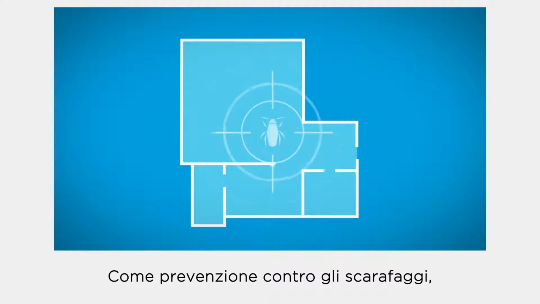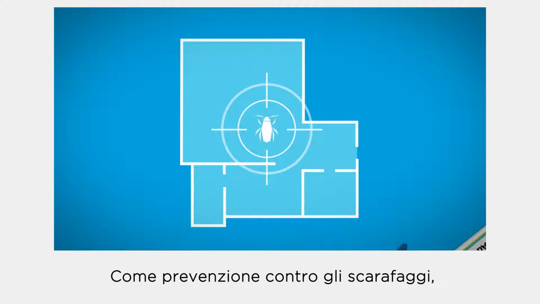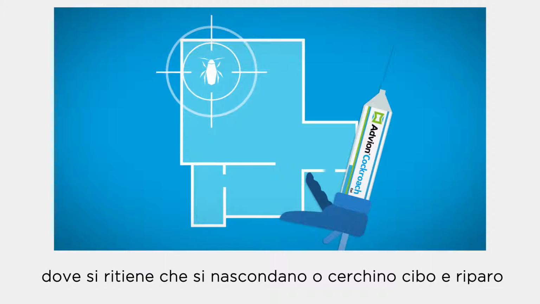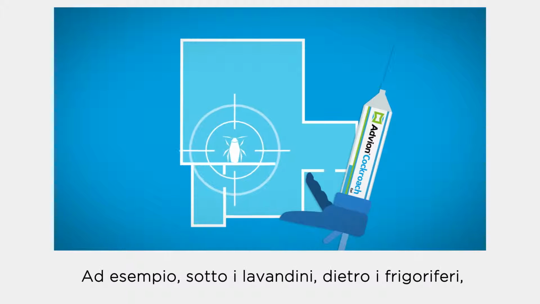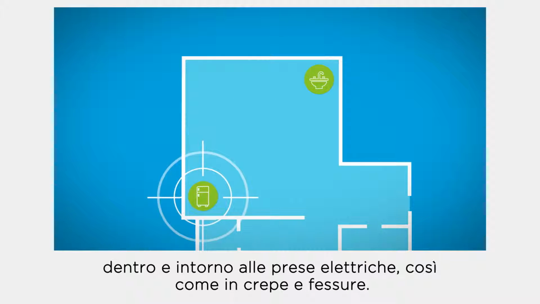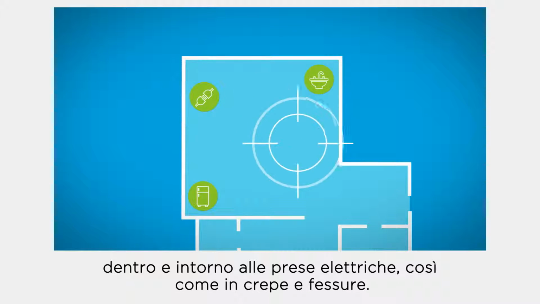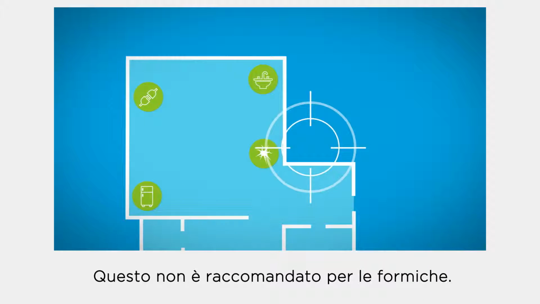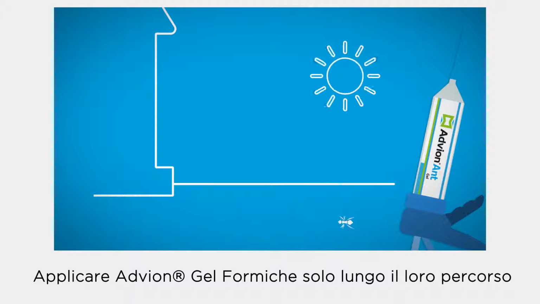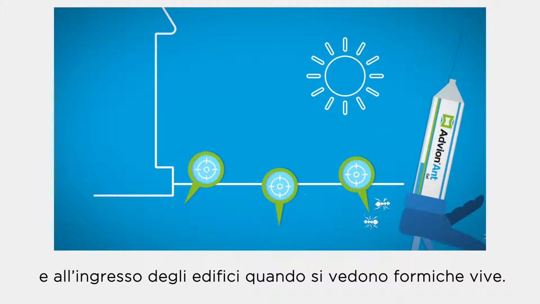For preventative purposes against cockroaches, you can distribute Advion gel bait more equally throughout each room, where you expect them to hide or seek for food and shelter. For example, under sinks, behind refrigerators, in and around sockets, and in cracks and crevices. For ants, this is not recommended. Apply Advion ant gel bait only along the ant trails and at the entrances into the building when you see living ants.